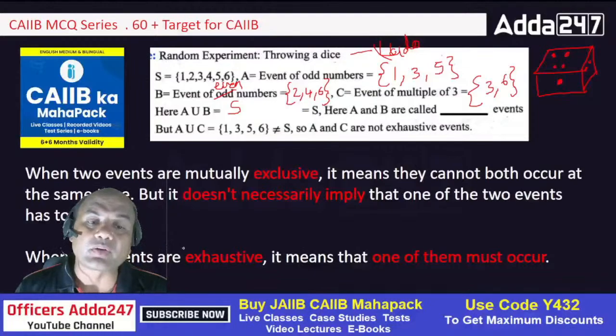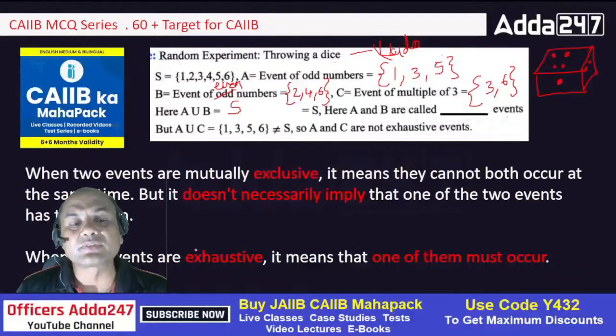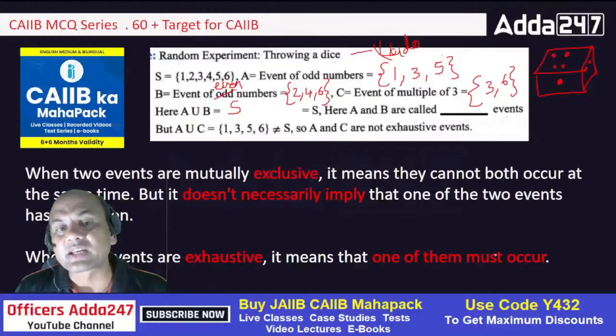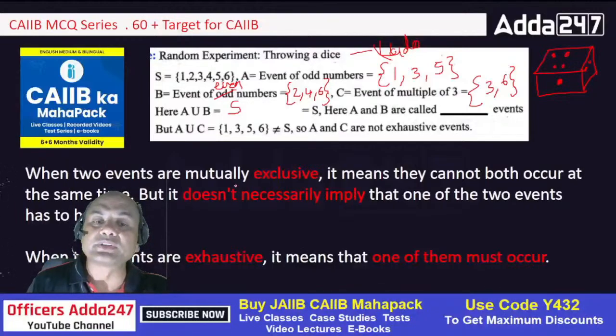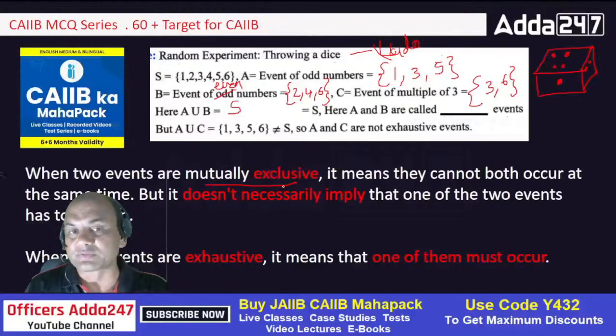There is one more event called an exhaustive event. What is exhaustive? When two events are exhaustive, it means one of them must occur, strictly must occur. So A and B are called mutually exclusive events. Remember this, mutually exclusive, and remember the definition also.